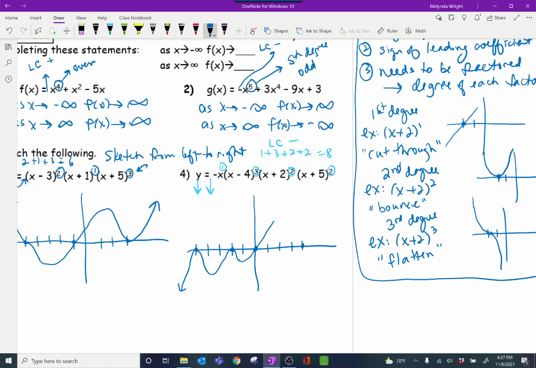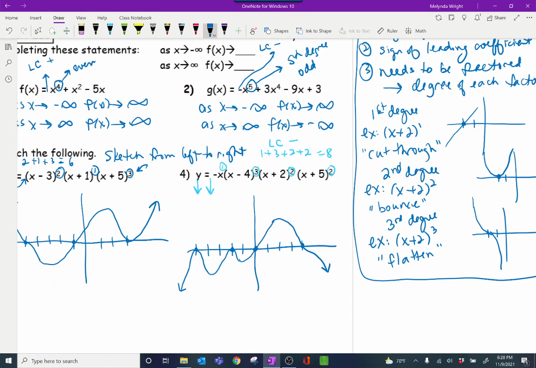And at 4, that's a cube, so that's flatten. So I have to come down and flatten. Oh, that looks terrible. The flattened ones are hard for me. So that's kind of flat. Okay, great. Let's take a look at our second page. See what we got going on over here. Just some extensions of what we're doing.